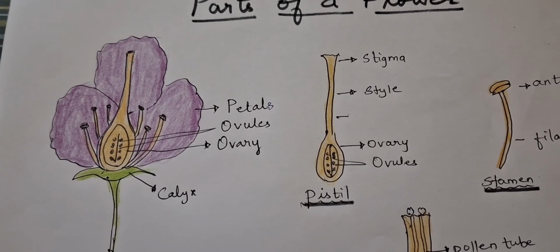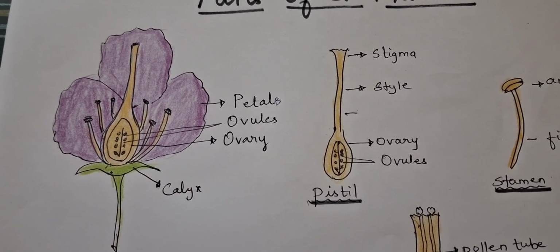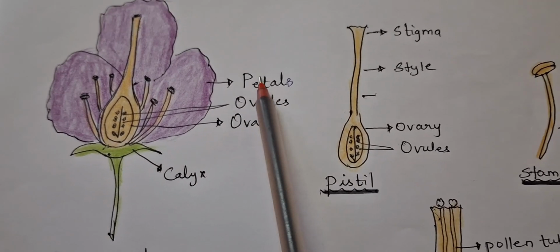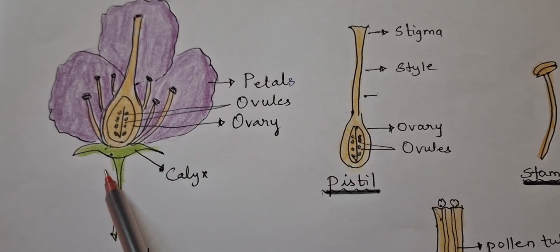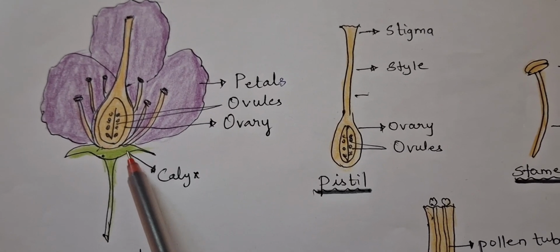A flower is a reproductive part of a plant. If you take a view of the flower, it consists of the colored part, the petals. This is the colored part, and this is the calyx. The green colored part is the calyx or sepals.